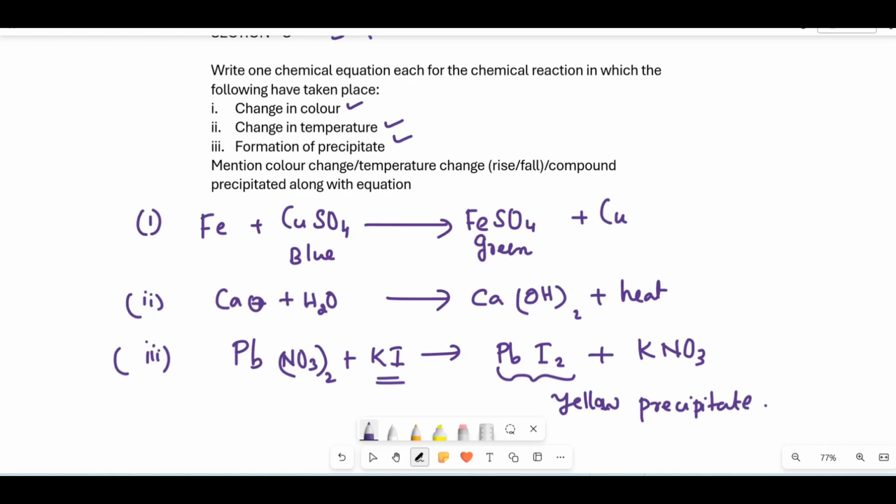Okay, so these are the three reactions. All of this will give you 3 marks each. We have a lot of other reactions. Any displacement reaction you can write for the formation of precipitate. Many of the precipitation reactions are double displacement reactions. Barium chloride and sodium sulfate, you will get barium sulfate and sodium chloride. That is also a precipitation reaction.